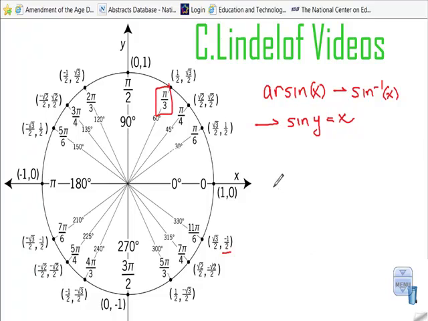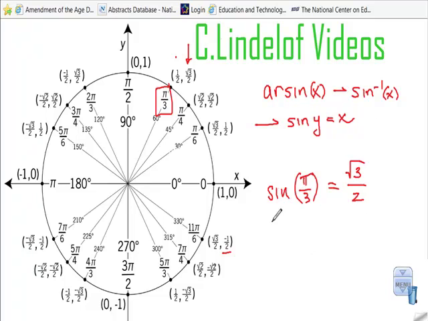I'm going to do this both ways. This is not the inverse, this is just me practicing this. Sine of pi thirds is, remember, cosine, sine. So here's our sine value right here, the second value, square root 3 over 2.